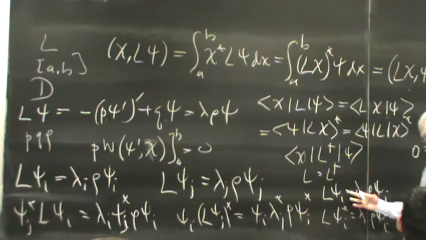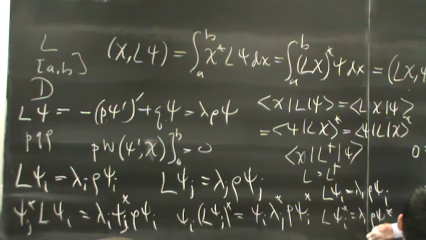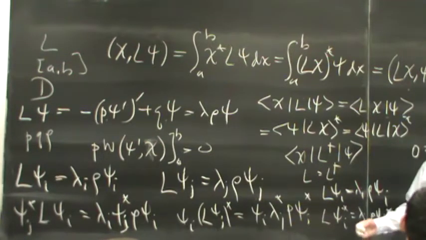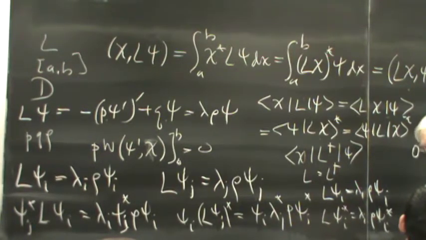You can subtract, or you can add the two equations together, and then you have the real part satisfies this eigenvalue equation. Subtract to get the imaginary part satisfies the eigenvalue equation.